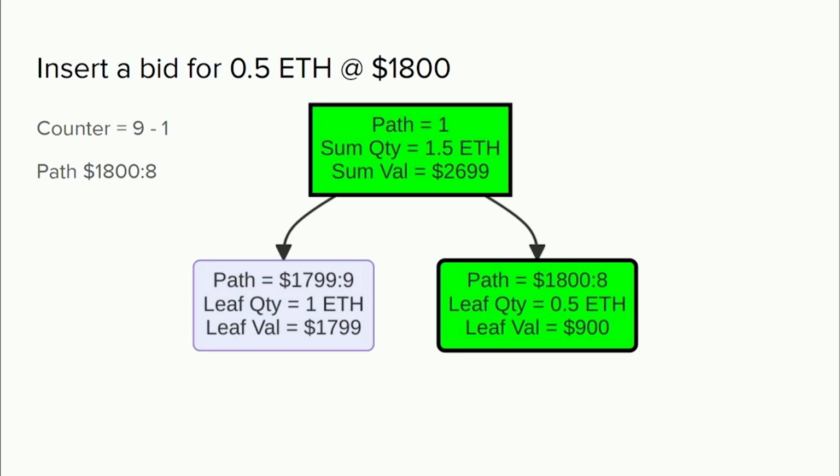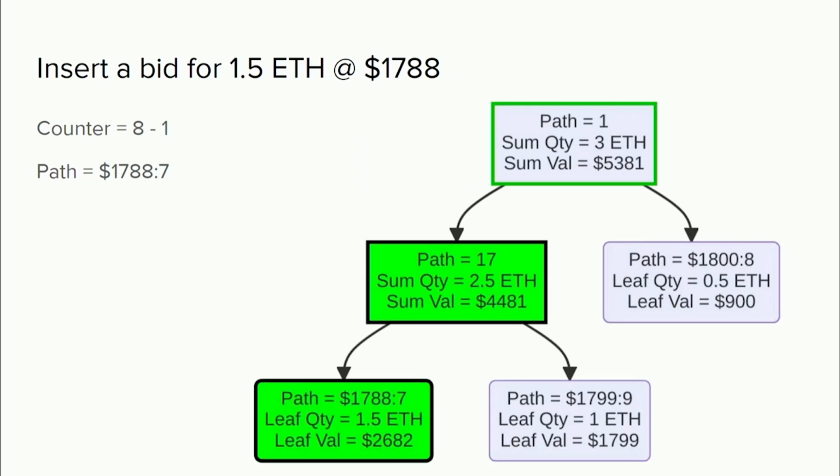So there's a collision here, right? They both start with a 1 digit, so there's a split that happens. And now our root node has a prefix digit of 1. And the new bid that came in has a higher price. The nonce doesn't really matter right now, so it goes on the right. I'm sure you're all familiar with radix trees. The only big difference here is everything is getting summed up. All these quantities and values are getting summed up. And you can see the rightmost leaf has quantity of 0.5 ETH, value of $900, because the price is $1,800.